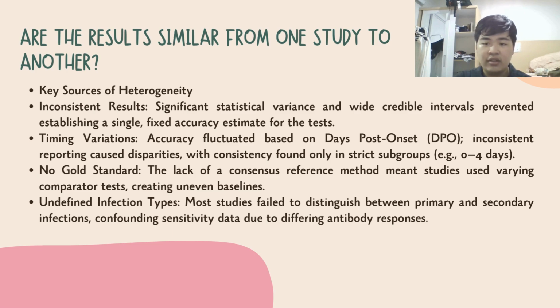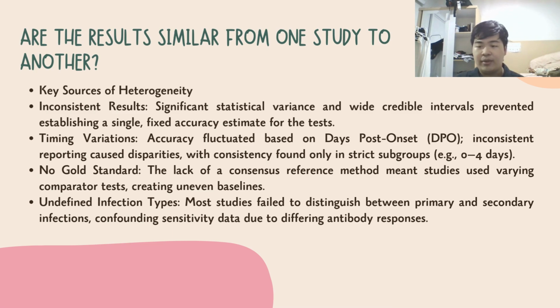To answer the question, are the results similar from one study to another? The answer is not quite. The systematic review identified significant heterogeneity and inconsistent diagnostic accuracy across the included studies for NS1 ELISA, IgM, and RT-PCR, evidenced by the wide credible intervals that preclude the determination of a single universal accuracy value.